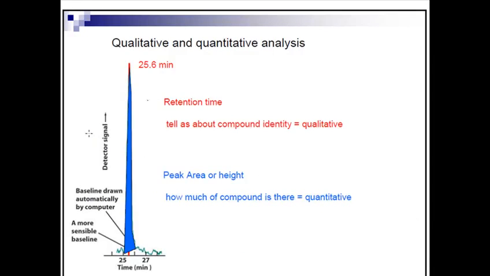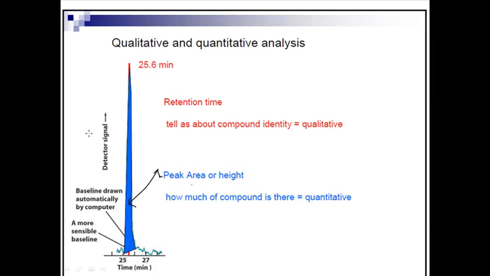So in this case what we are looking at is the qualitative and quantitative analysis. So let's talk about a peak. What does a peak suggest? A peak suggests the detection of the analyte sample. Whenever we have a peak, that means the detection of analyte sample is observed, and the peak height and the peak area, which is denoted in this blue color.